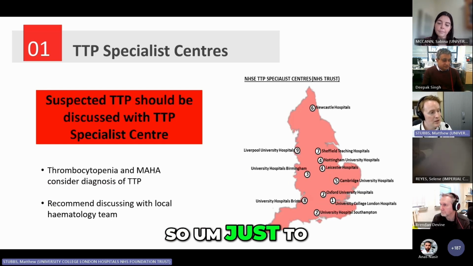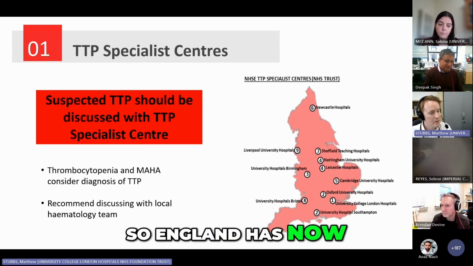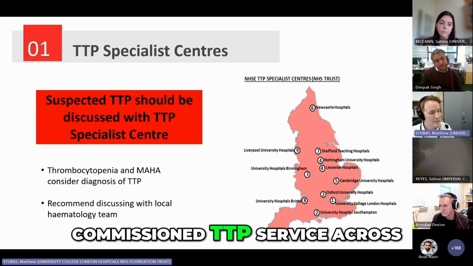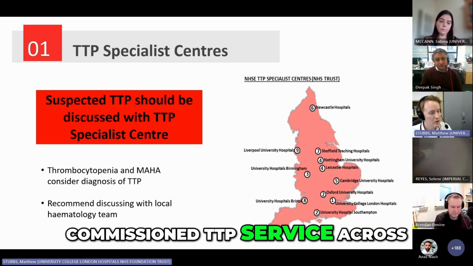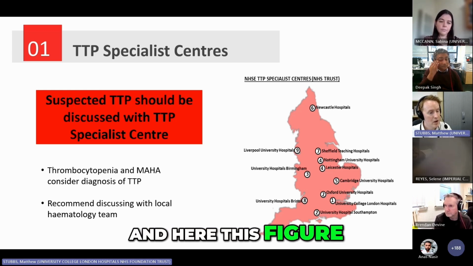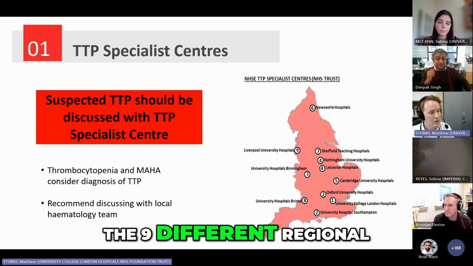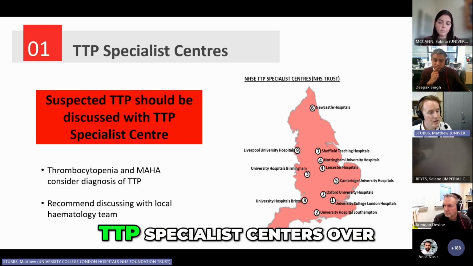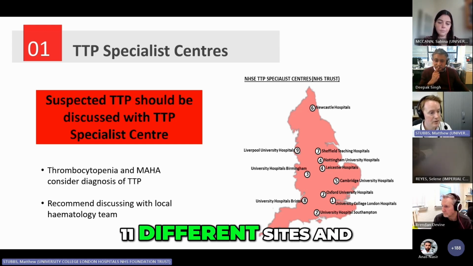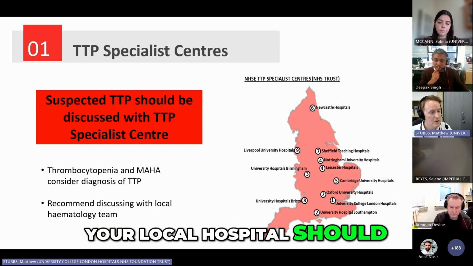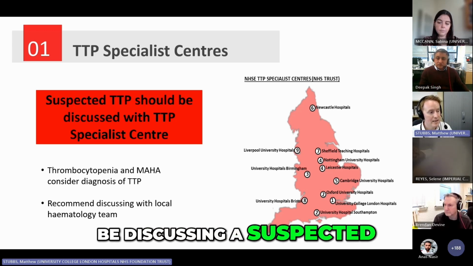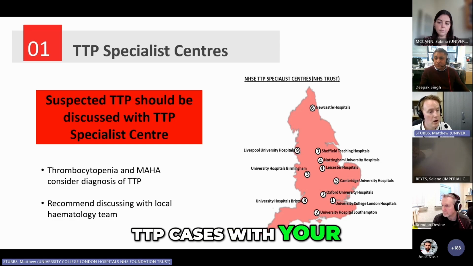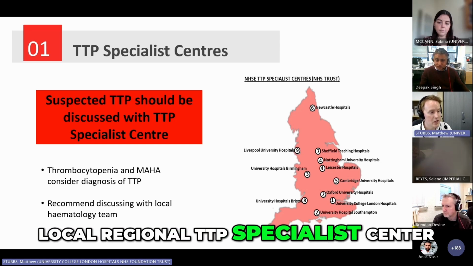So just to end on here, England has now become the first nationally commissioned TTP service across the world, and this figure shows us the 9 different regional TTP specialist centres over 11 different sites, and your local hospital should be discussing suspected TTP cases with your local regional TTP specialist centre.